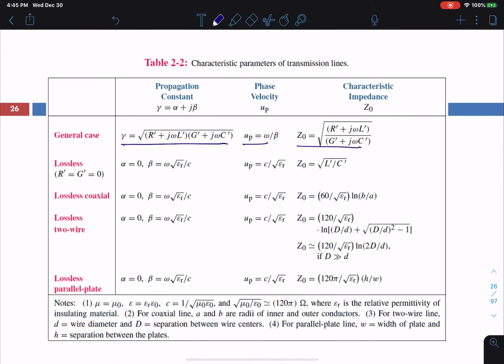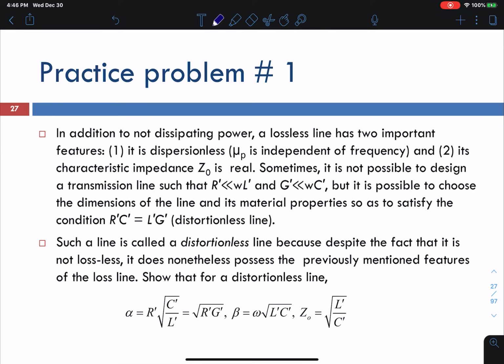This is the characteristic impedance. And if you have a lossless line right here, that equation changes. For the lossless coaxial, the equation changes a little bit, and so on, right? So this is the chart over here for the parameters for different types of transmission line, and also how to find them in the equations, right? So I'm going to do the same problem here in the class. We're going to apply what we have learned here to the problem in the class.